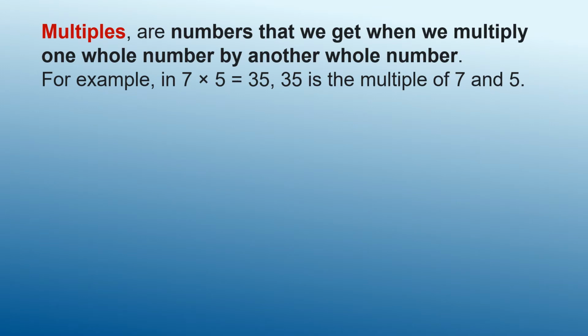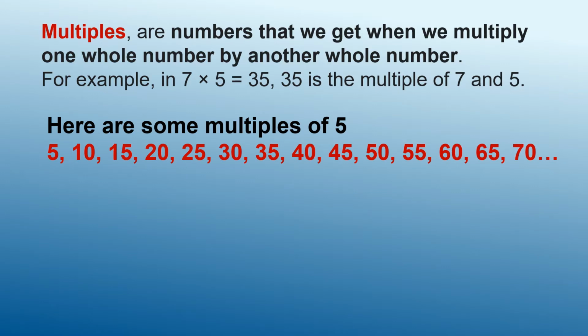When we say multiples, these are numbers that we get when we multiply one whole number by another whole number. For example, in 7 times 5 equals 35, 35 is a multiple of 7 and 5. Now, we can find the multiples of a number through listing. Here are some multiples of 5: 5, 10, 15, 20, up to 70.